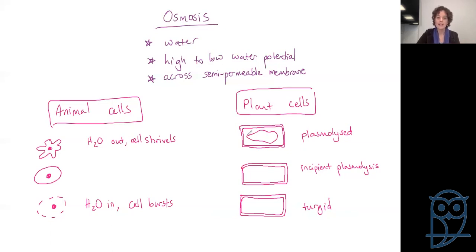Okay, but that is the end of our 3 methods for passive diffusion: diffusion, facilitated diffusion, osmosis. So now let's have a chat about our active processes. So let's talk about active transport.